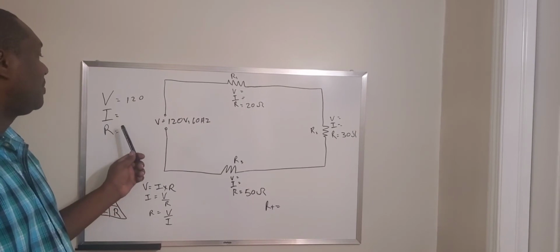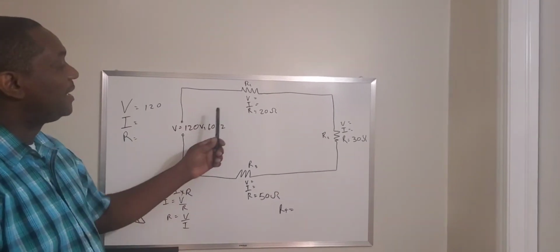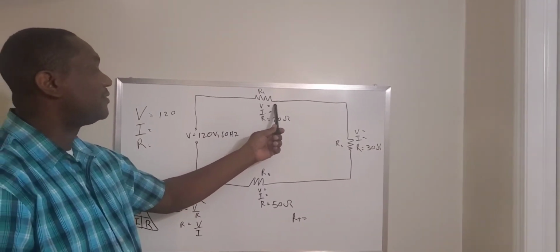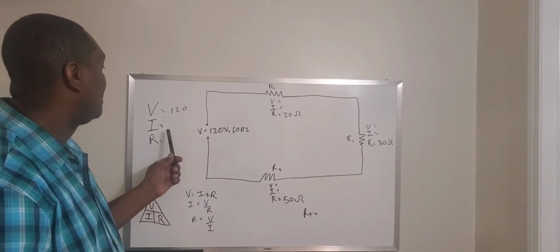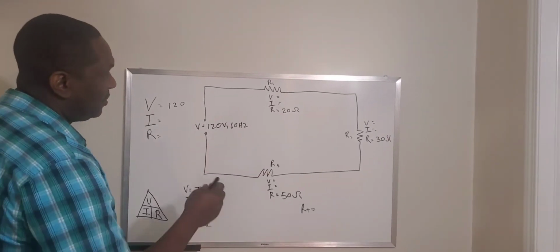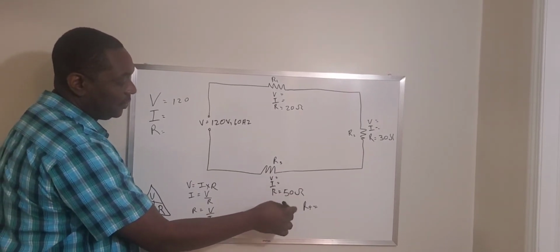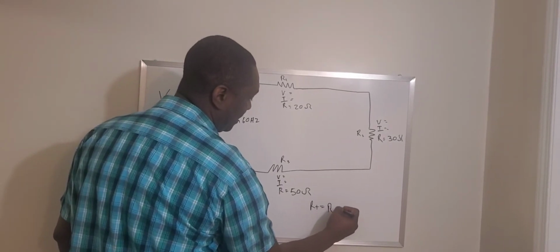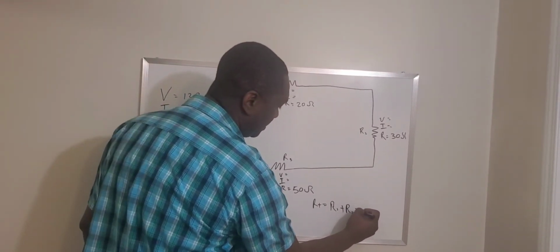So how do we find the current and the total resistance? And also we're going to find the volt drop across each resistance. First of all, to find the current, we need to find the total resistance. So RT, which is R total, is equal to R1 plus R2 plus R3.